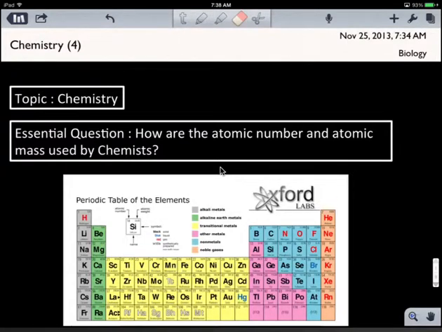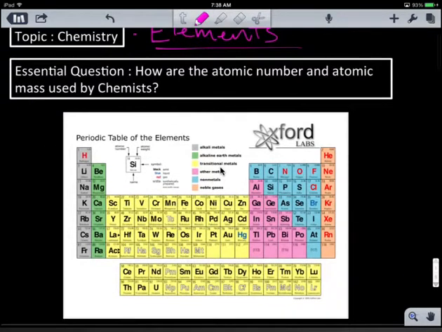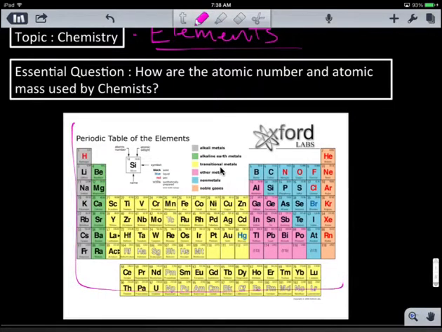So if you missed class, we discussed chemistry, kind of an intro to chemistry. If you look at chemistry, basically you're just studying chemicals. And those chemicals can all be found on the periodic table of elements. That's what we're looking at, is elements. So you can see here's a nice periodic table.